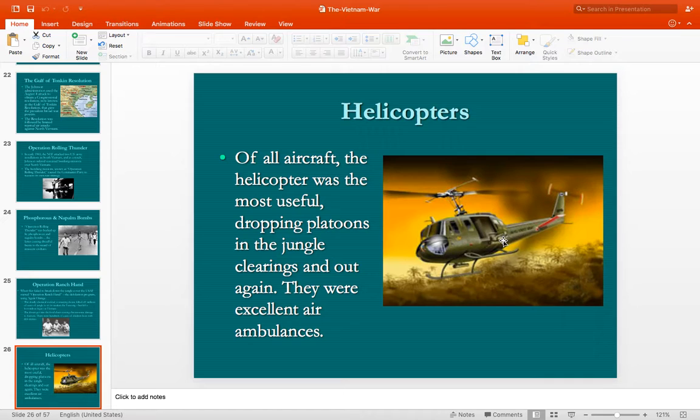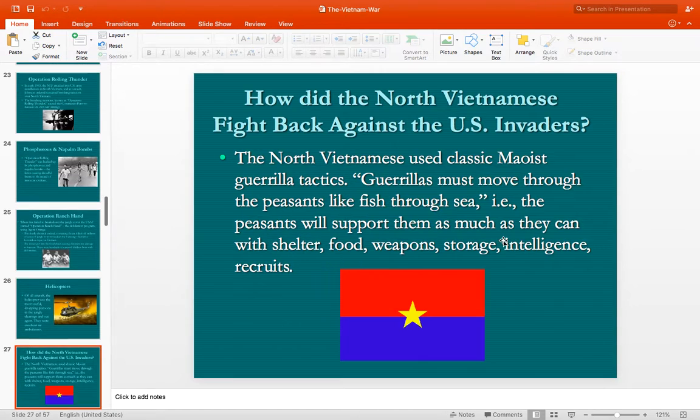This is also the first war in which we see the extensive use of helicopters, which very much becomes the primary mechanism of engagement, of dropping men in and out of the jungle throughout the war. How did the North Vietnamese fight back against the U.S.?